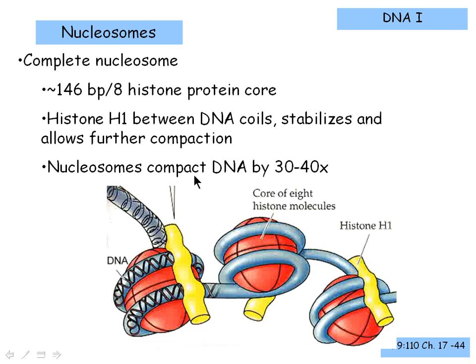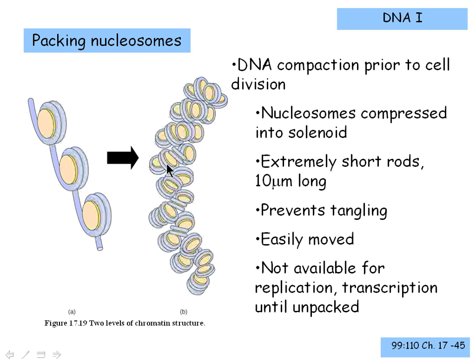So overall, nucleosomes compact the DNA by 30 to 40 times. What that means is that if we had our DNA stretched out, it would be 30 to 40 times larger than when we had these histone proteins around to compact it. So even further compaction happens, which allows these to fold into even smaller or more compact structures called solenoids.